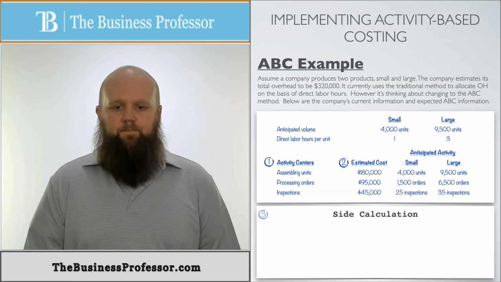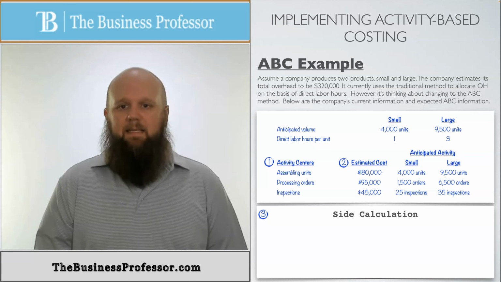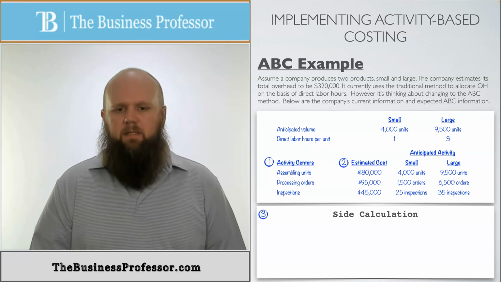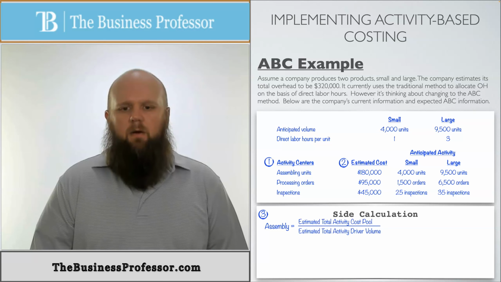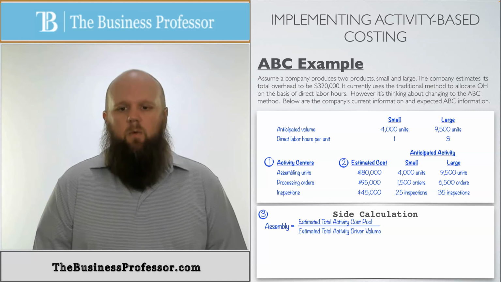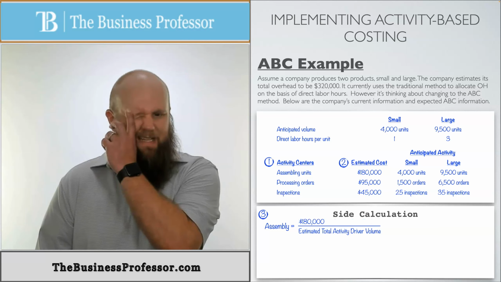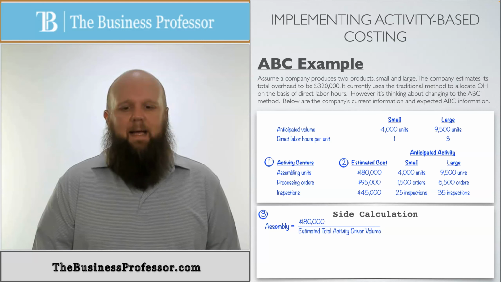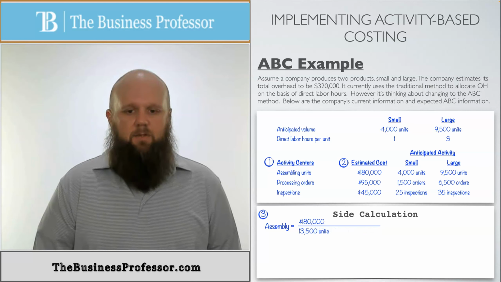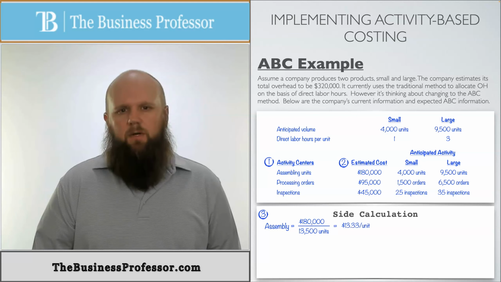Now let's look at step 3. Step 3 is to calculate the activity rates. So let's break down these rates. So assembly, we know it's the estimated total activity cost pool divided by the estimated total activity driver volume. Well, our estimated total activity cost pool is $180,000 for assembling. So let's put that in there. Estimated total activity driver volume, well, we have small and large, and we know it's going to be 4,000 and 9,500 units. So if we add that together, that's going to give us a total driver of 13,500 units. If we divide that out, that's going to give us a rate of $13.33 per unit.